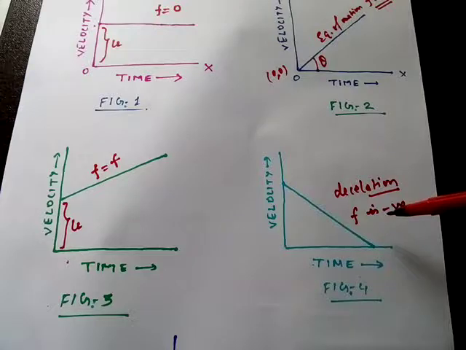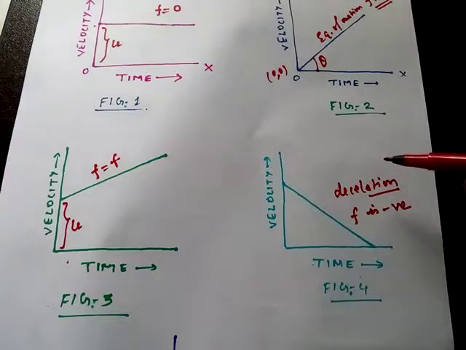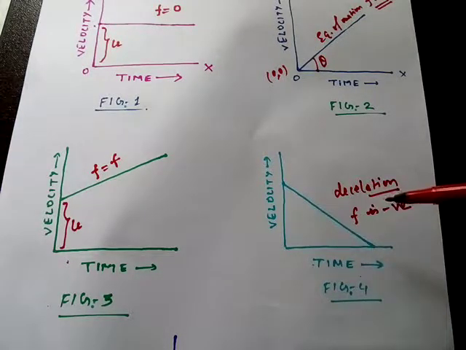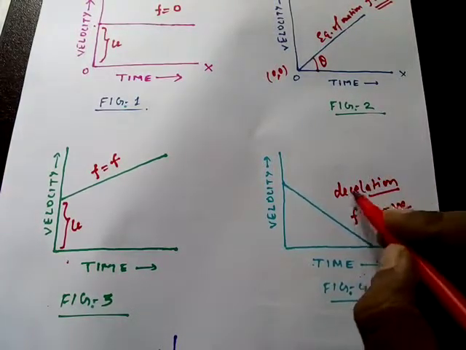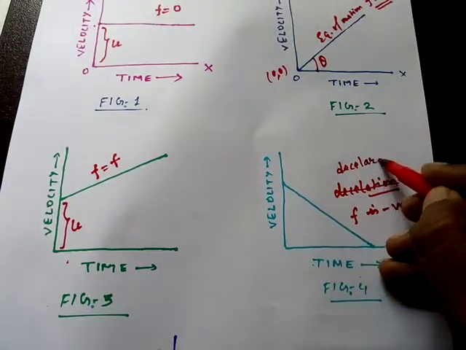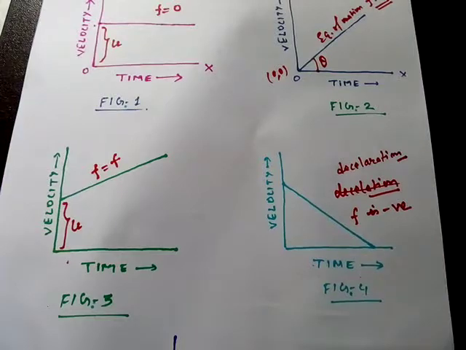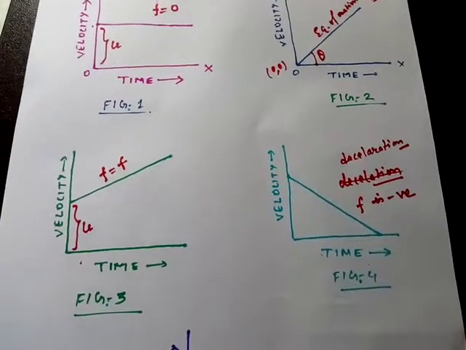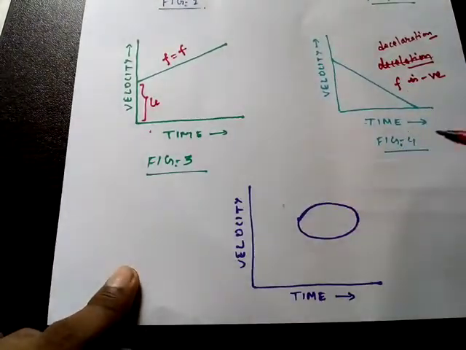What is acceleration? Acceleration is just the change of velocity with respect to time, and if it is in the positive sense, that is, the velocity is increasing, then f is positive, and if it is decreasing, then the acceleration is called negative acceleration. Here the spelling is a mistake. Okay, deceleration.